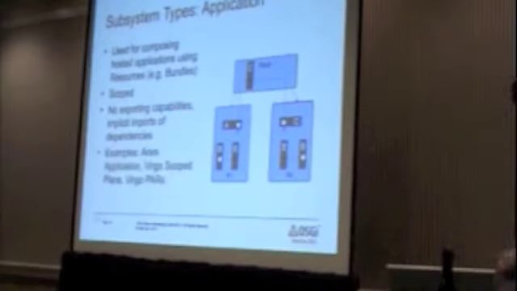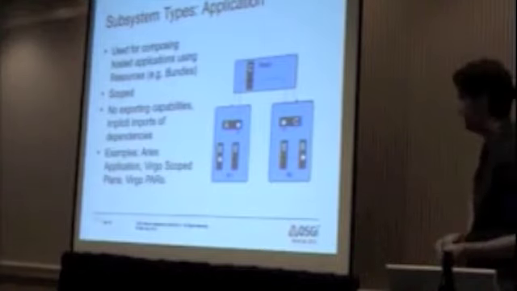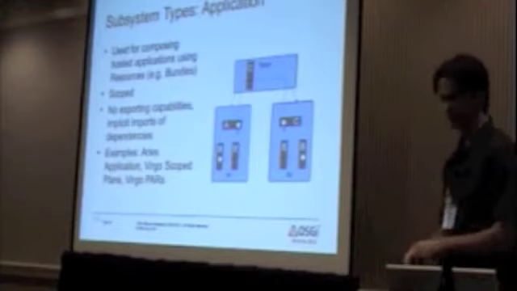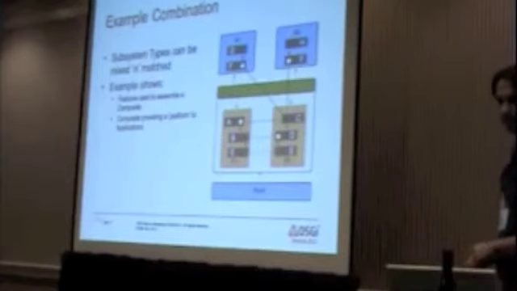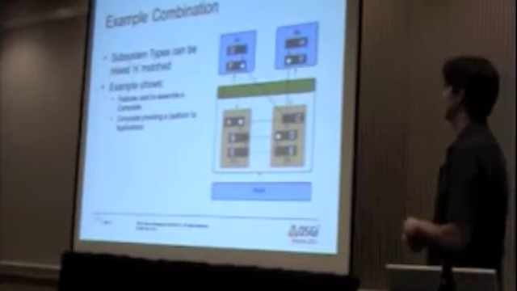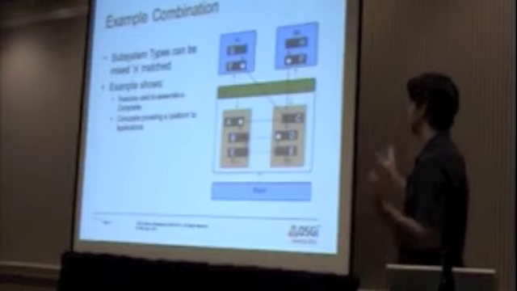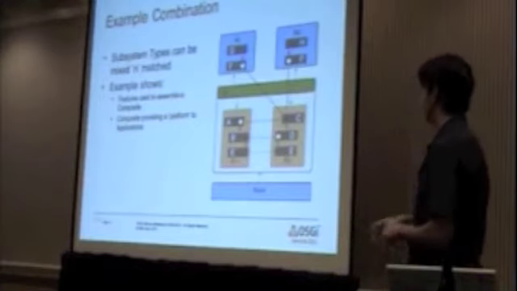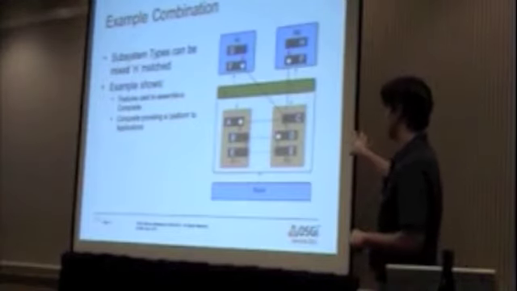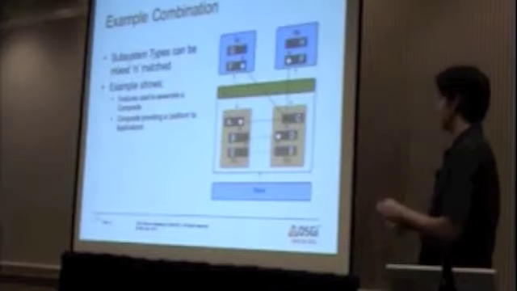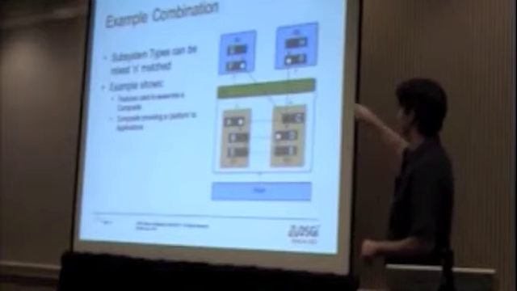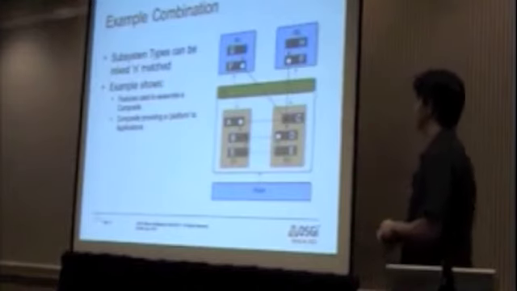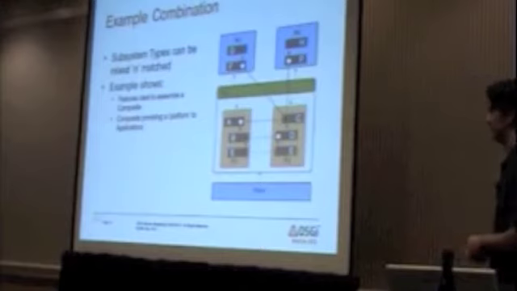And some examples, again, the Aries application are scoped, Virgo scoped plans and PARs as well. And so you can mix and match these things within the same environment. This particular example just shows, we have this composite that's actually composed of two different features, and it's providing a platform basically that allows applications to be installed on it that they can import various capabilities from.